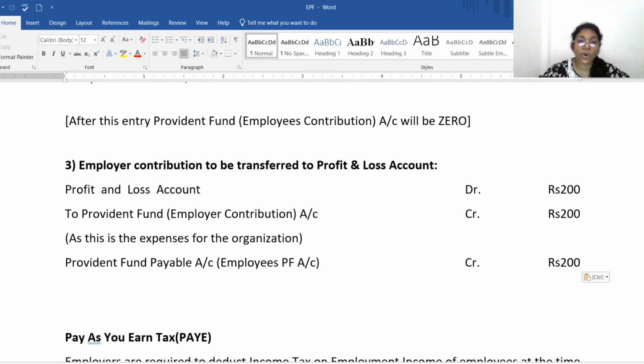So how are we going to calculate the employer's contribution? This employer's contribution is considered an expense. So we are going to debit the profit or loss account or the income statement, and we are going to credit the Provident Fund account 200. At the same time, rather than crediting the Provident Fund account, we can credit it to the Provident Fund payable account as well.